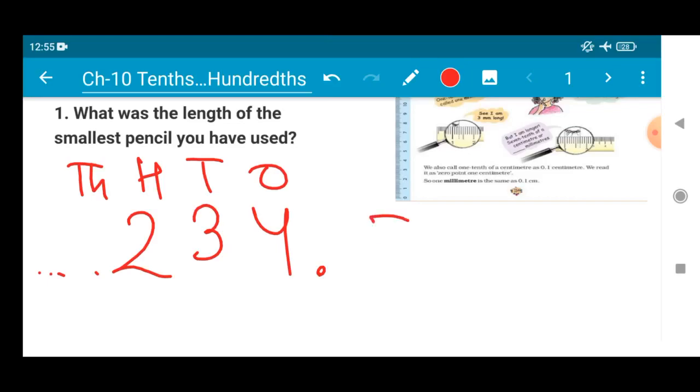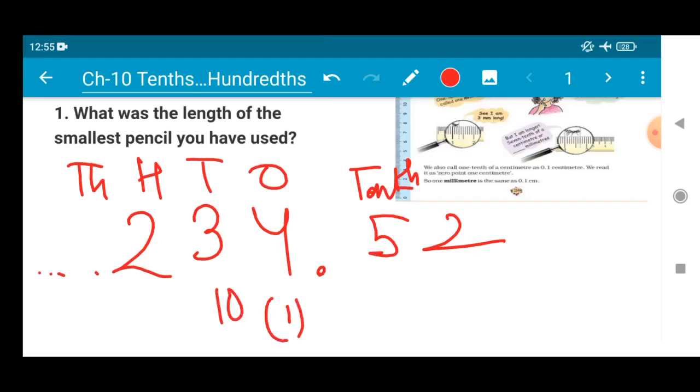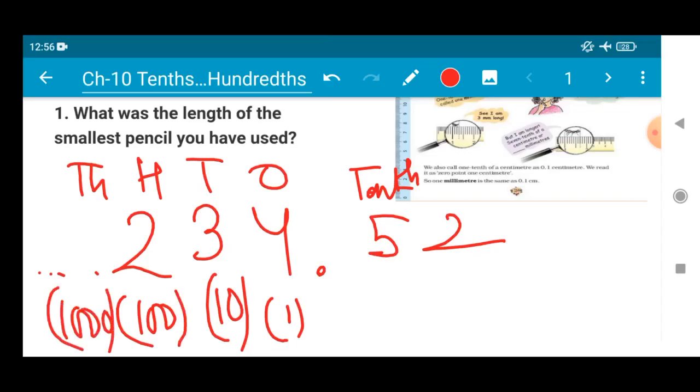Suppose 234.52. What is the place value of this 5, which is after the point? It is considered as tenth here. Once it is written as 1, tens is written as 10, hundreds as 100, and thousands similarly goes on as 1000. But for tenth, are we writing 10? No, it will be written as 1 by 10. The place value of 5 here is 1 by 10. So it is tenth.